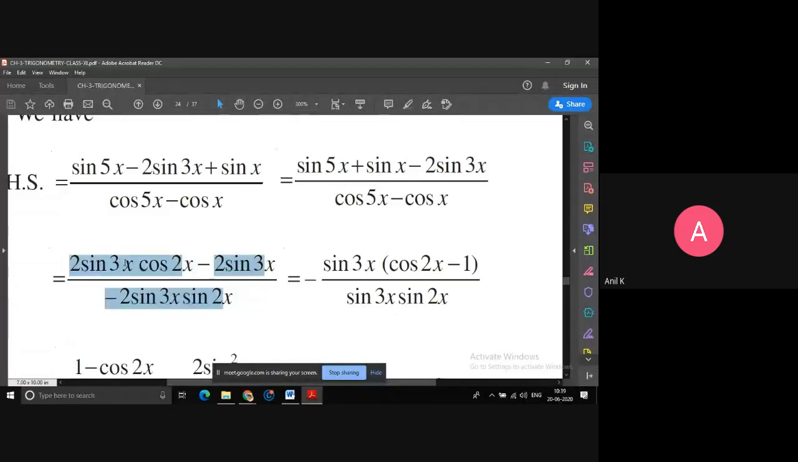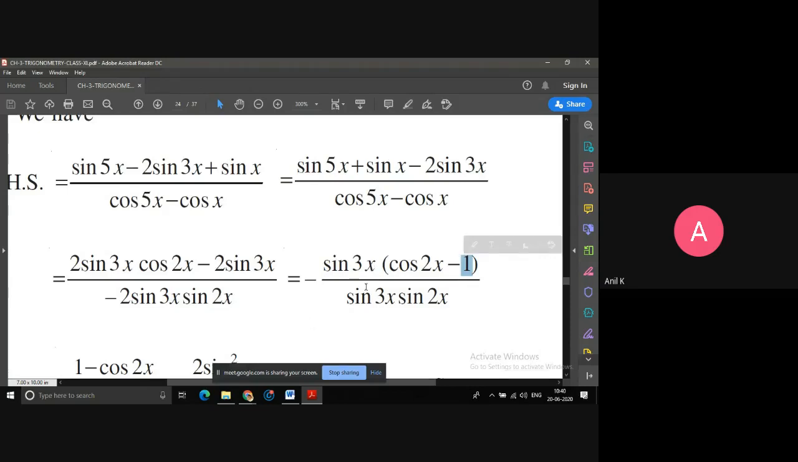Now here you have 2 sin 3x, and here also you have 2 sin 3x. You can take 2 sin 3x common. Surprisingly, there is no 2 here because this term has 2, this term has 2, and this term also has 2. So you can take 2 common in the numerator and cancel it with the denominator 2. So they took only sin 3x common here. After sin 3x is common, cos 2x will be left out here, and from the other term, if I take 2 sin 3x common, 1 will be left out.